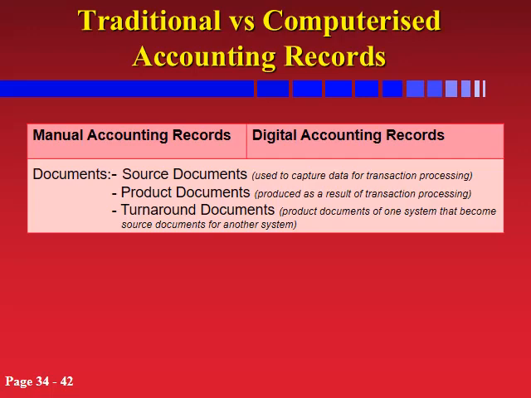Turnaround documents are product documents of one system that become source documents for another system. For example, the invoice that is sent to the customer contains two portions. The top portion is the actual bill, and the bottom portion is the remittance advice. When customers remove the remittance advice and return it to the company, along with a check payment, the remittance advice becomes a turnaround document. Now, do take note that documents are similar in both manual and digital accounting records, except that product documents are generated in a computerized system while manually prepared in a manual system.